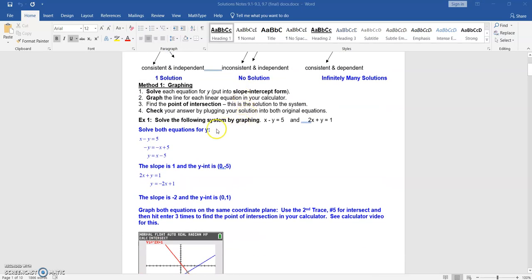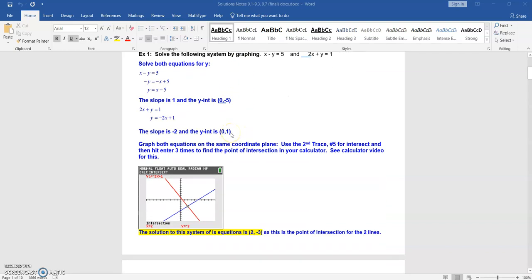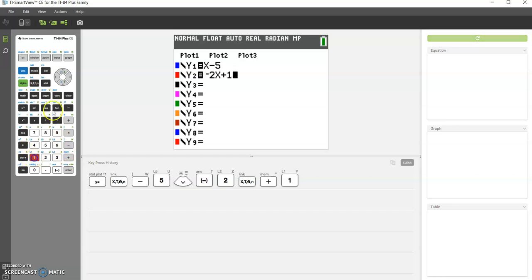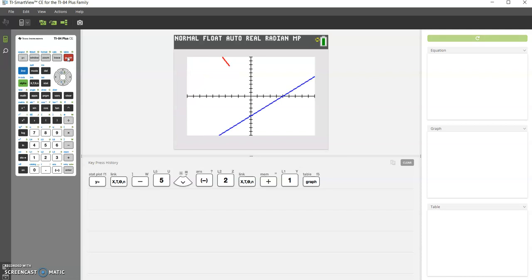And you'll notice here in example 1, they want us to solve this system of equations by graphing. So the first thing you'd want to do is solve both of these equations for y so that you can put them in your calculator. So I go to my calculator, in y equals, in y1, I put the first equation, which was x minus 5. Arrow down. In y2, I put in negative 2x plus 1. And then I can hit graph at this point.